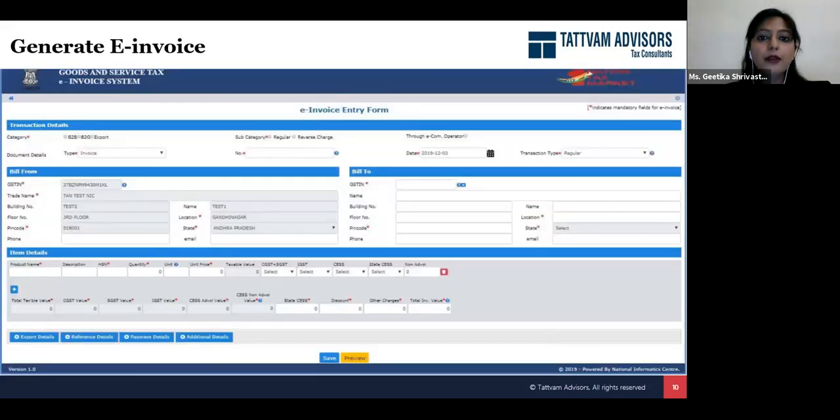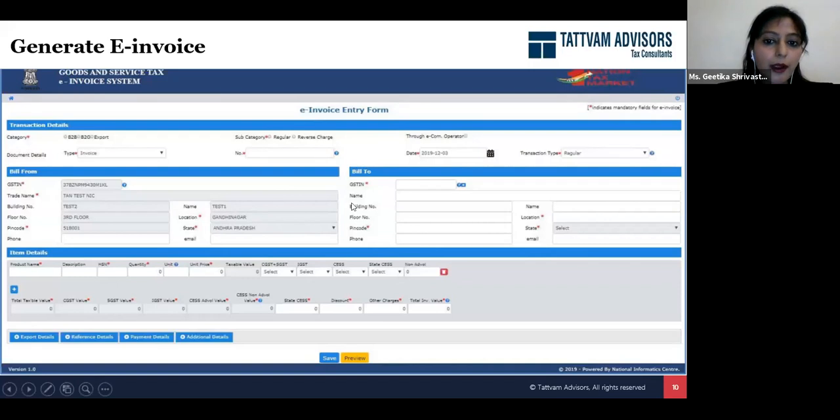When you go to generate e-invoice, this kind of an e-invoice entry form will open. It will have category B2B, B2C, B2G and export, regular, reverse charge, whether you are an e-commerce operator, and whether you are generating it for an invoice, debit note, credit note, etc. Then on the extreme right, this is the transaction type, regular or bill to ship to.